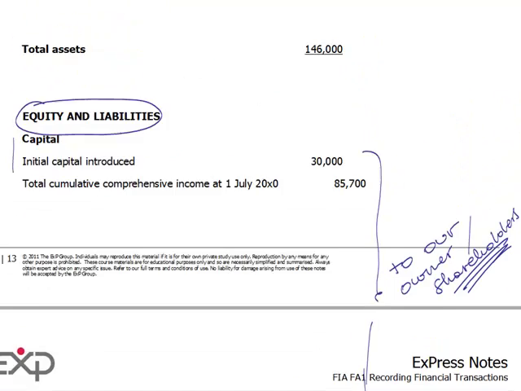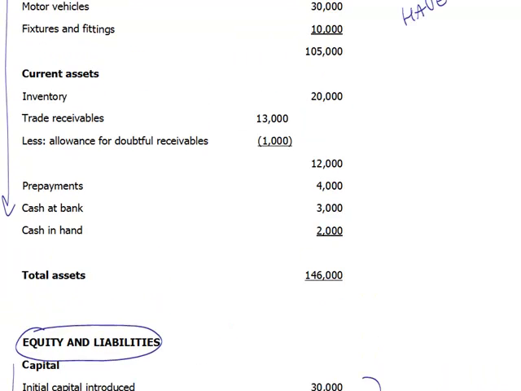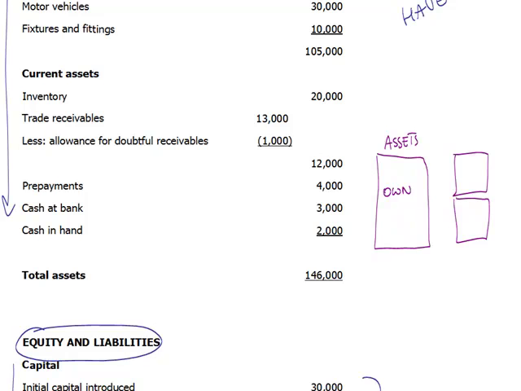Alright, so if you want to see what the balance sheet is, what the statement of financial position is, it's just a listing of all assets, which is what we own, and equity and liabilities, which is what we owe. Now, as you know, balance sheets usually balance because one must be equal to the other.